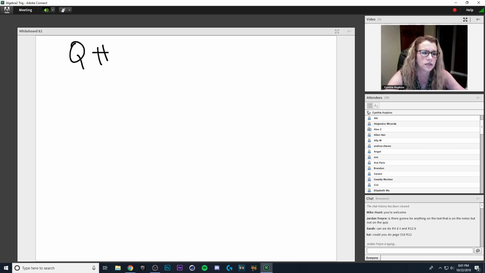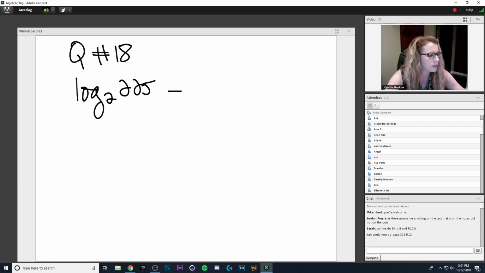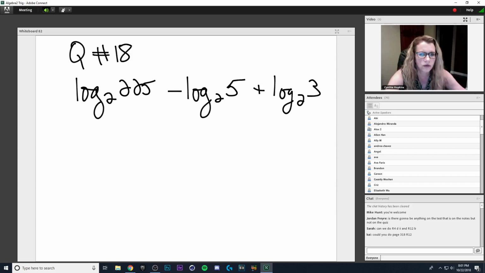Okay, quiz number 18. All right, it says log base 2 of 225 minus log base 2 of 5 plus log base 2 of 3. Okay, so again, if you don't know your properties of logs, you're really going to struggle through this. This is definitely not a single log. Does everybody agree? This is a log minus a log plus a log.